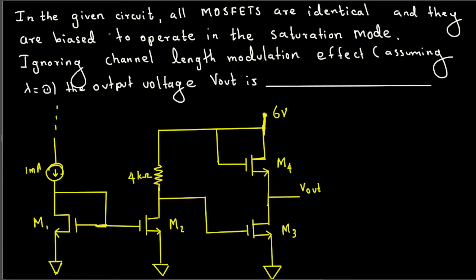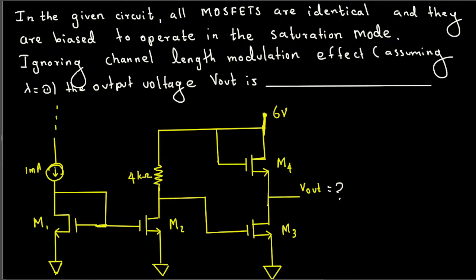Here this question is asking, in the given circuit, all MOSFETs are identical and they are biased to operate in the saturation mode. Ignoring channel length modulation effect, assuming lambda is equal to 0, the output voltage Vout is what? They are asking for this Vout voltage. Okay, now let's see how we can find it.